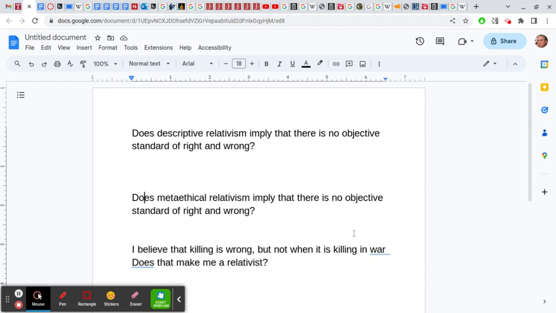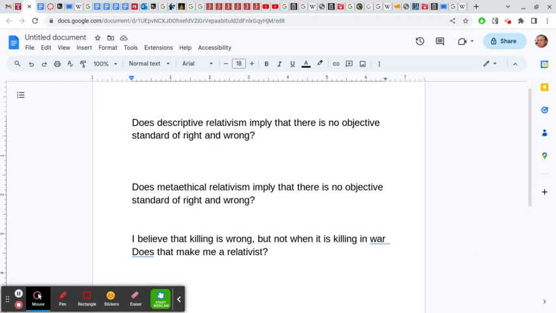Number 2, does meta-ethical relativism imply that there is no objective standard of right and wrong? And the answer to that is certainly yes. That is, if meta-ethical relativism is true, then there is no objective standard of right and wrong, because meta-ethical relativism is a theory of morality. That is, it's not just pointing out things in the world. It's a theory of what morality is, and meta-ethical relativism explicitly states that all moral claims are relative.